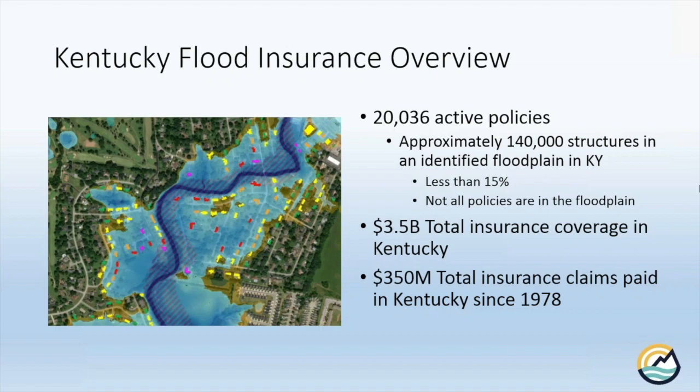And it's actually lower than that because not all of those policies are in the floodplain. Some of them are outside in those X zones that are very low risk. So there's a lot of flood risk out there, and insurance really is needed to offset that. Currently, we have about $3.5 billion in total insurance coverage in Kentucky. And since 1978, since the beginning of the NFIP, there's been about $350 million of insurance claims paid out in the Commonwealth.